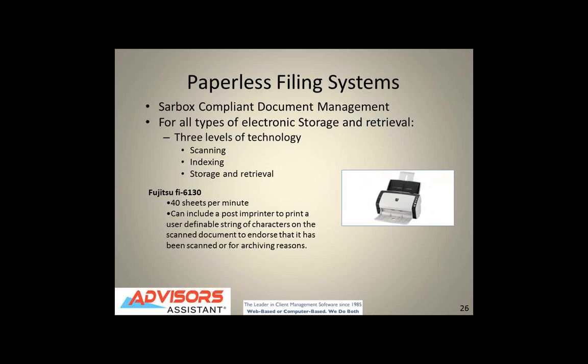Some paperless filing systems. I am a personal lover of the Fujitsu products simply because of the speed and accuracy. One of the things about this particular Fujitsu is that, yes, it's fast at 40 sheets a minute. That's outrageously fast. But at the same time, from a compliance standpoint, it can include a post-imprint symbol on the back side of an original so that you can endorse that it has been scanned and that it is in fact an original.